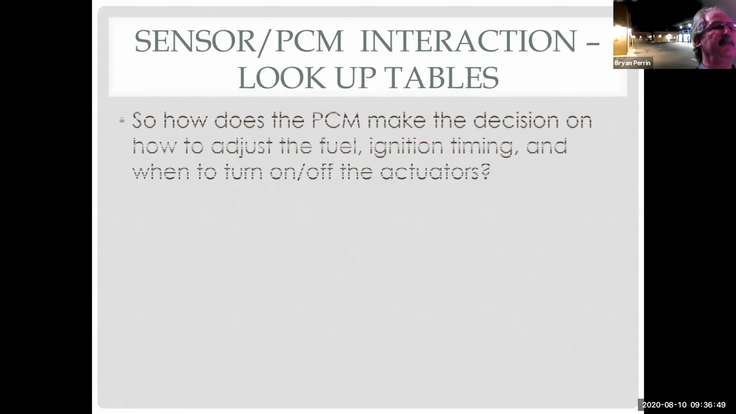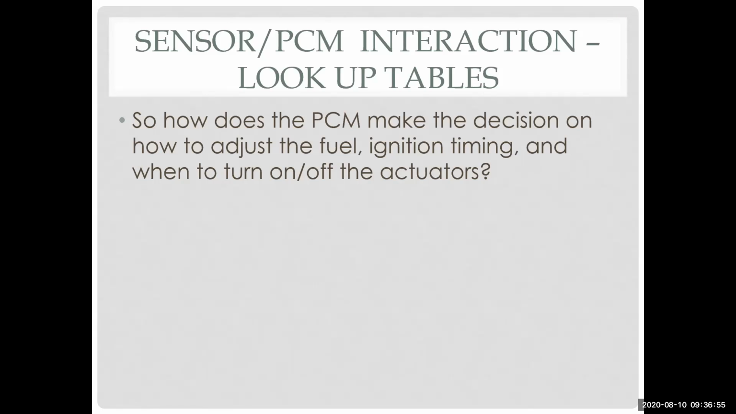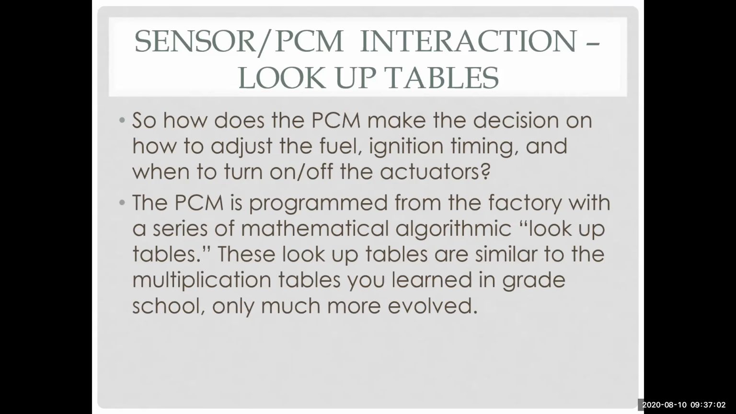But the PCM uses interaction or lookup tables, as they're commonly called. So how does the PCM make a decision on how to adjust the fuel, ignition timing, and when to turn on and off actuators? What comes into its programming?